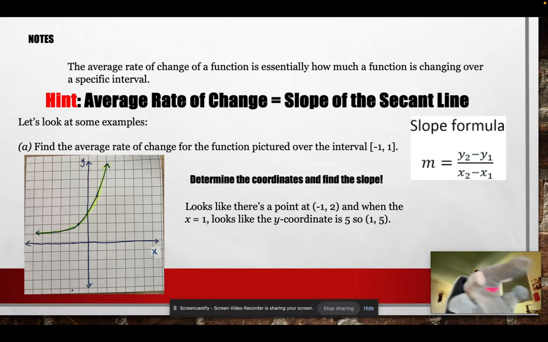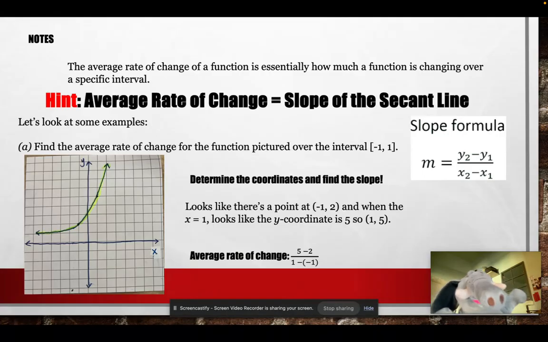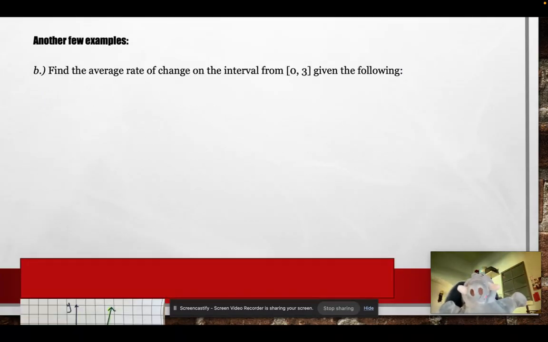Let's recall our slope formula. There it is. Go ahead and pause this video if you need to. Write it down. Okay, and so then if we go ahead and use our slope formula, we've been using this since Algebra 1, we're going to get 3/2, and that's our average rate of change on that interval. How much the function itself is changing from -1 to 1. Okay, let's look at a couple more examples.